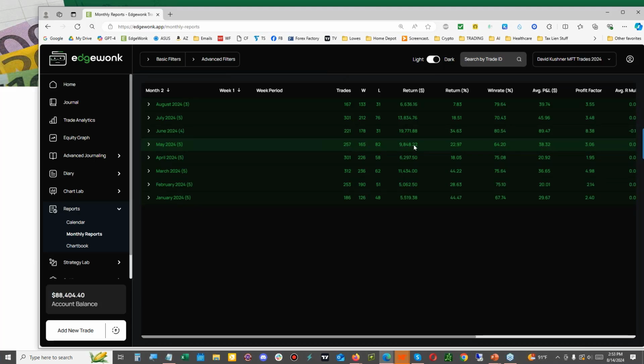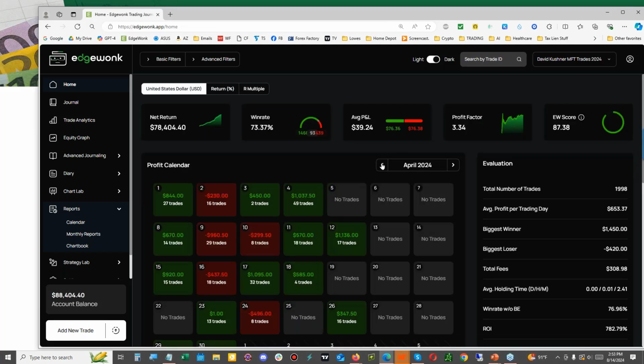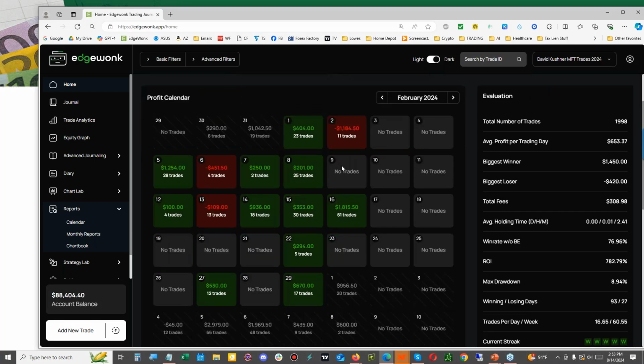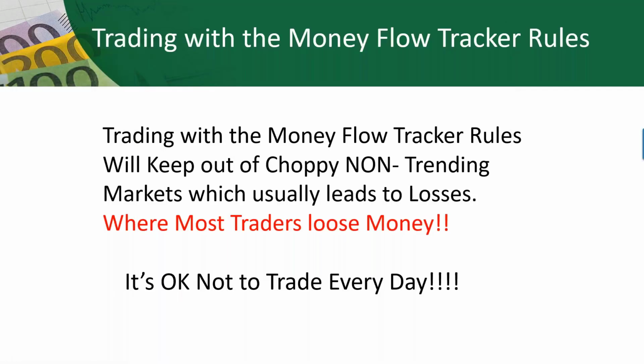$9,848. Right? But if you look at some months, we don't have a lot of trading days, but we still make money. Why? Because if we would have traded these days, these would have been losing days. So we stayed out of the market because the market wasn't trending. It wasn't conducive to our type of trading. So we stand aside until we get a setup, and when we get a setup, we take the trades.